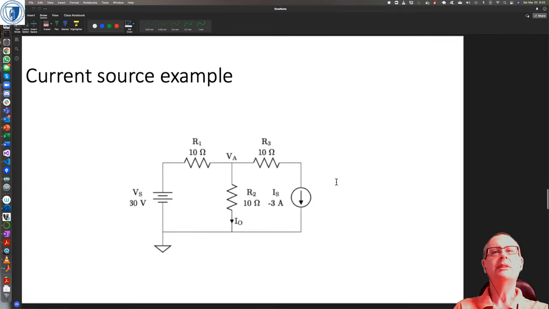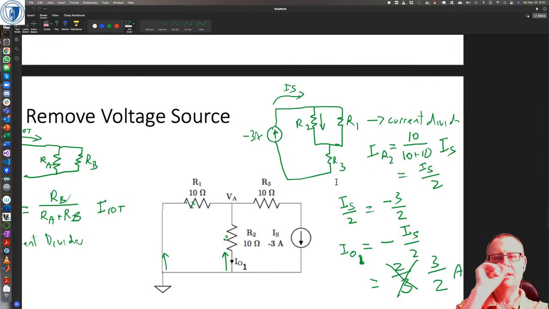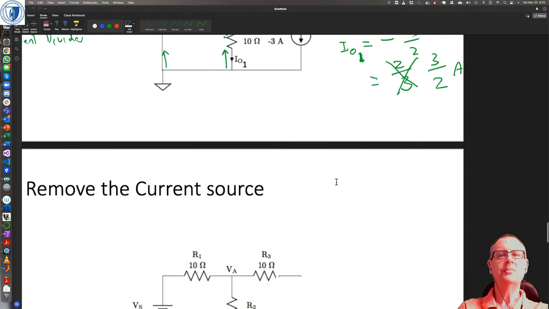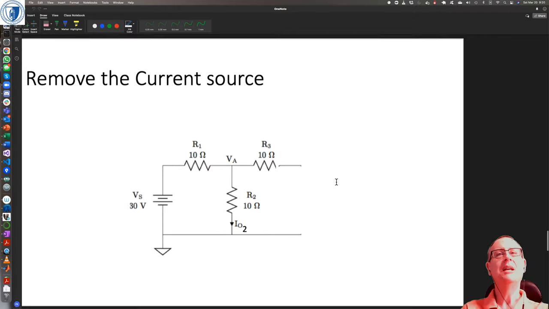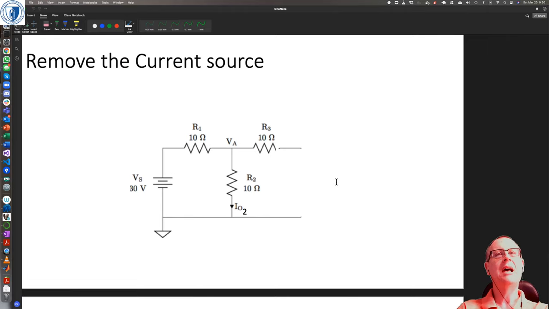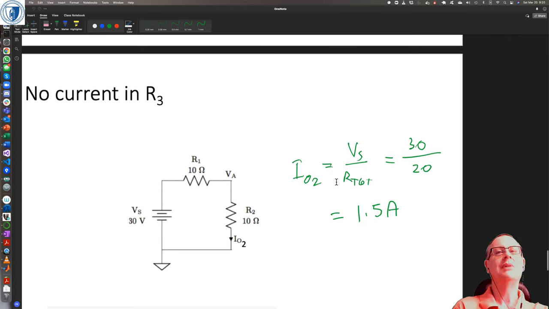Current sources are a bit different. When we replace a current source, we replace it with an open circuit. So what that means is you end up with something like that sometimes. And that means nothing is happening with R3, right? So really, that's the circuit you're analyzing.